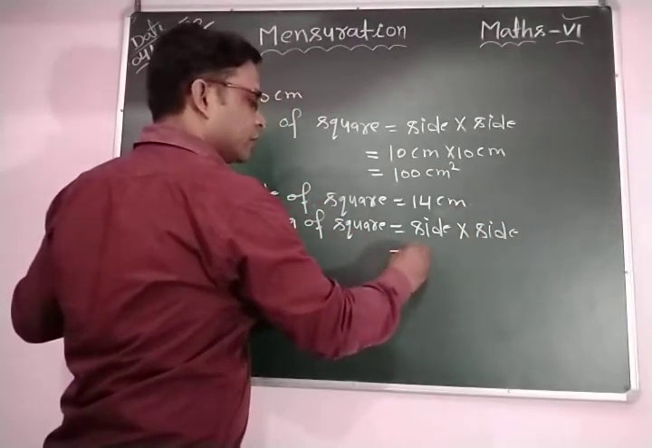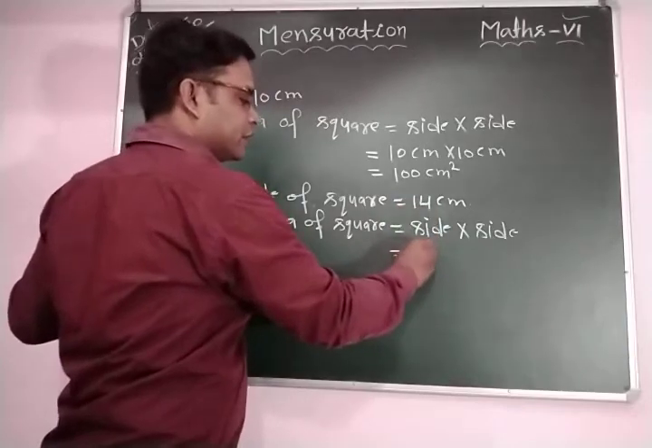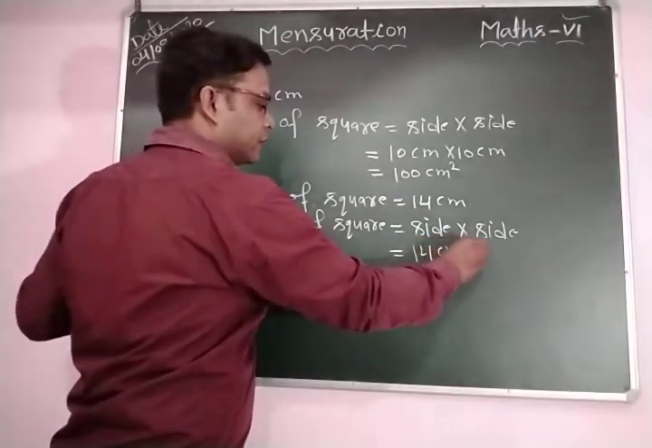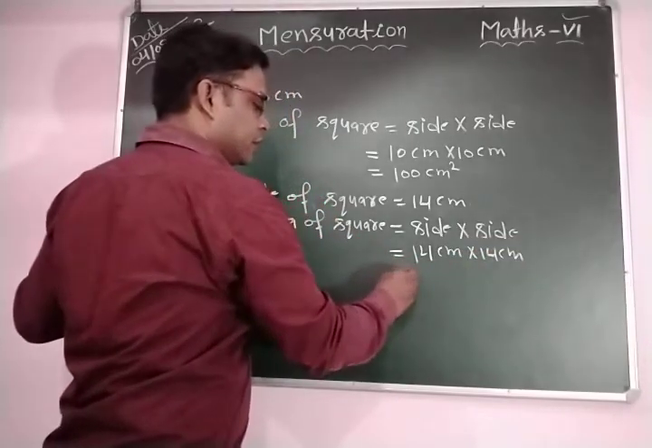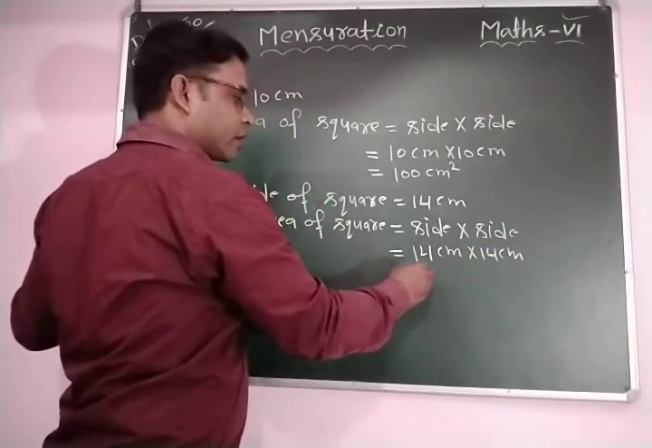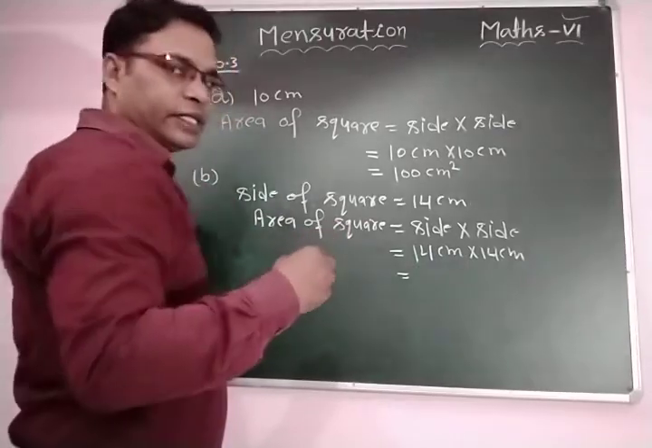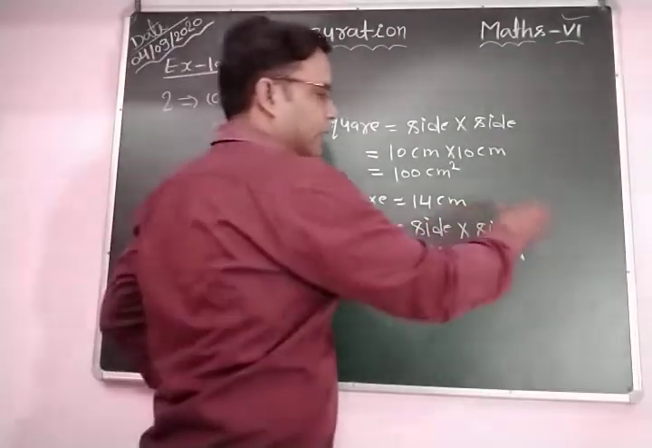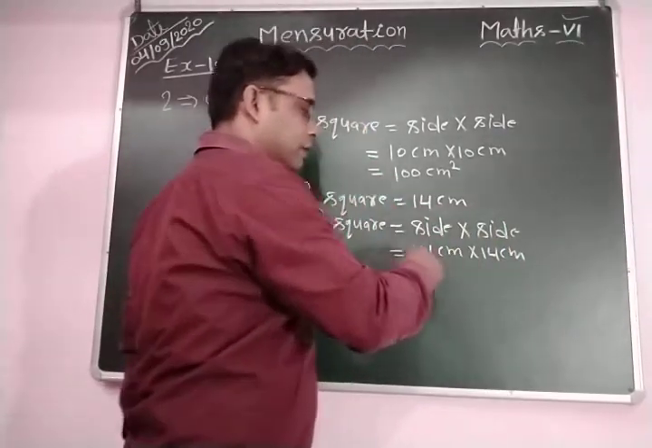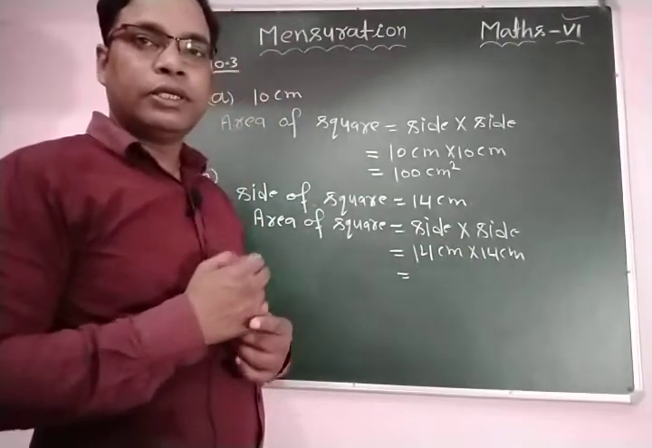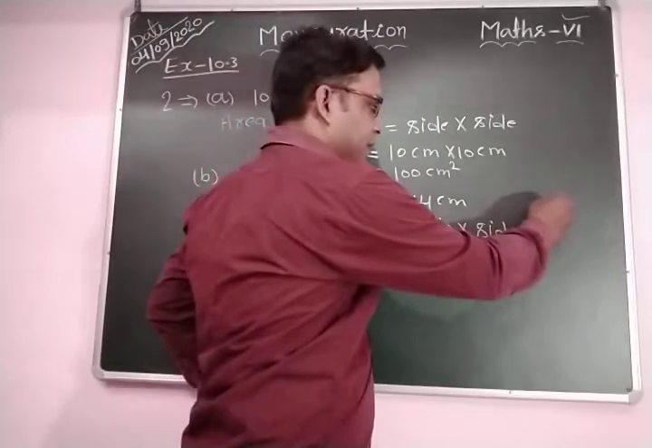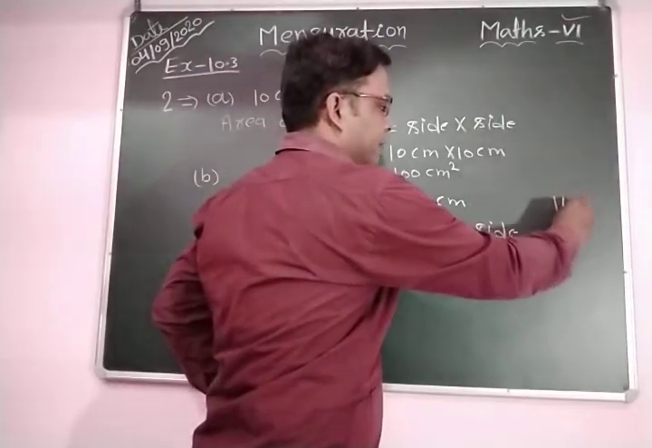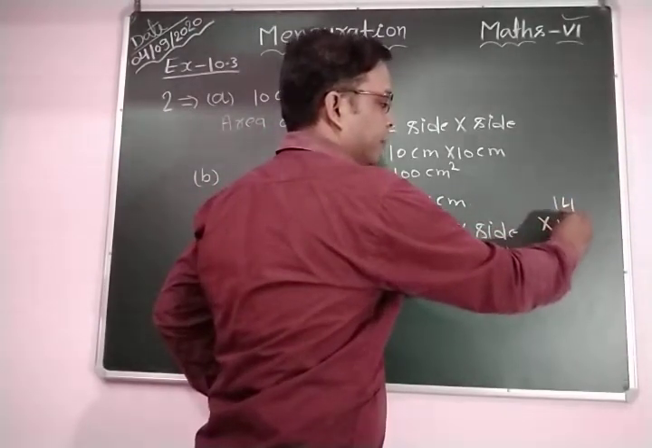This is equal to side, which is given here as 14 centimeter, so 14 centimeter into 14 centimeter. This is equal to 14 into 14, 196. You can do it like this: if you multiply 14 by 14, then we obtain 196, or you can do it like this, 14 into 14.